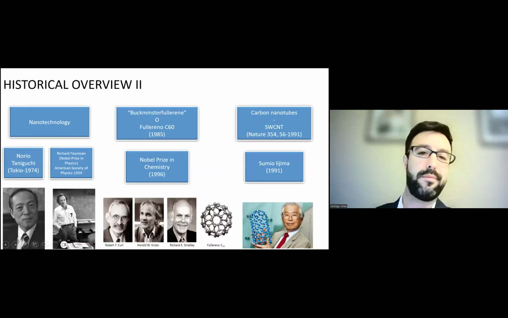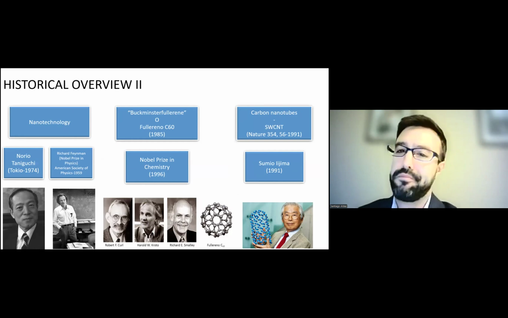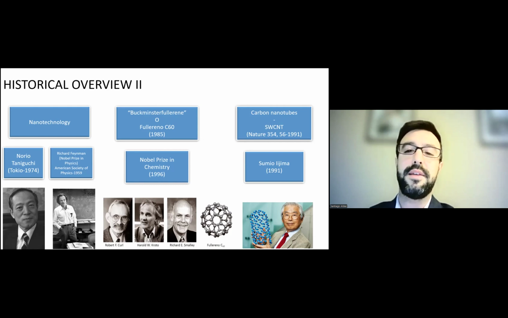Moving forward to modern history, the term nanotechnology was first coined by Norio Taniguchi in Tokyo in 1974, but the first conference about this science was given by Richard Feynman, who won the Nobel Prize in Physics, at the American Society of Physics in 1959. Then the Buckminster fullerene, or fullerene C60, was discovered in 1985 by Robert Curl, Harold Kroto, and Richard Smalley. They won, thanks to it, the Nobel Prize in Chemistry in 1996.